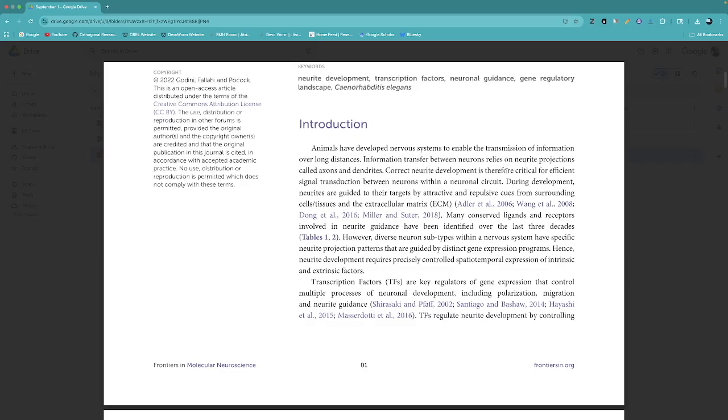Correct neurite development is therefore critical for efficient signal transduction between neurons within a neural circuit. During development, neurites are guided to their targets by attractive and repulsive cues from surrounding cells and tissues and the extracellular matrix. So the extracellular matrix is the space between cells where the cells are migrating within, and this is where these gradients are set up. This is where these projections are being made, and this is allowing for this sort of connectivity.